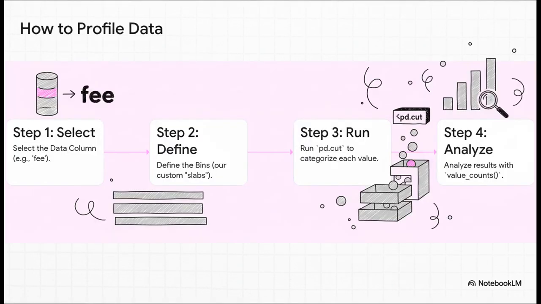And you know what? The process is actually super simple. It's just a few steps. First, you pick the column you care about. For us, it's fee. Second, you define your custom groups, your bins. Then, you use a function called pd.cut to drop each fee into the right bin. And finally, you bring back our old friend, value counts, to see how many transactions landed in each one.